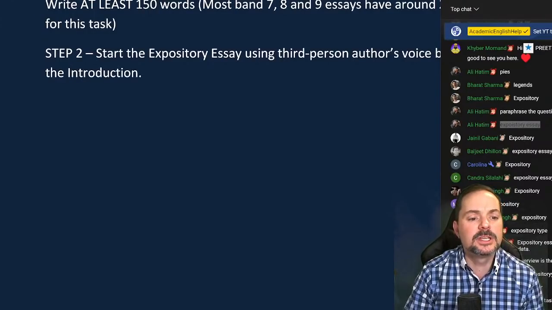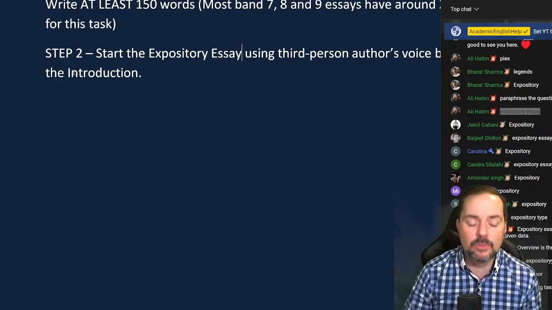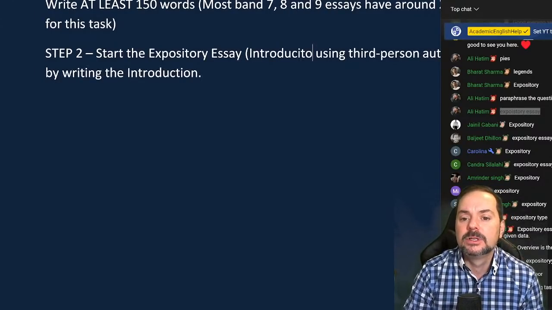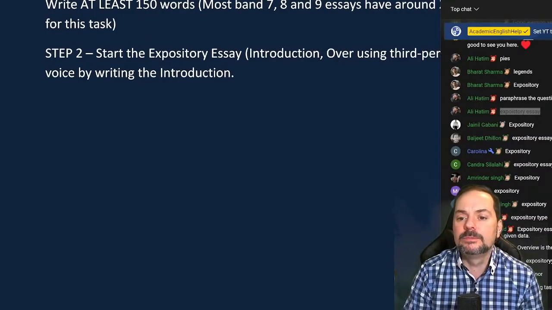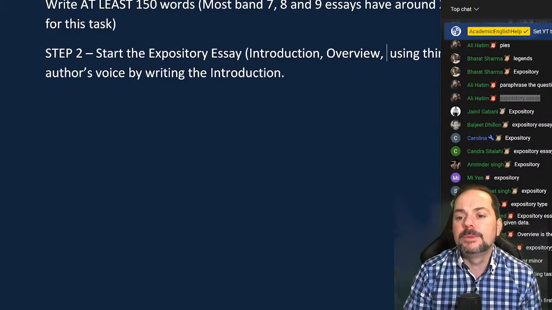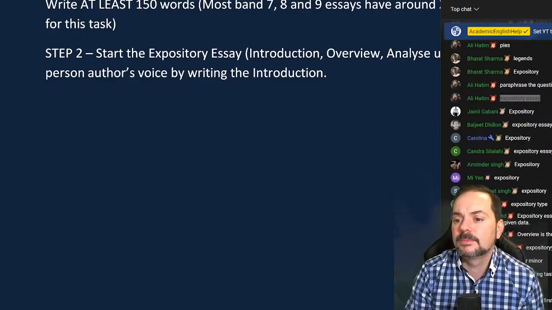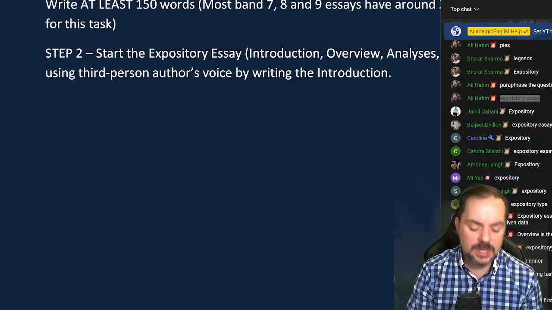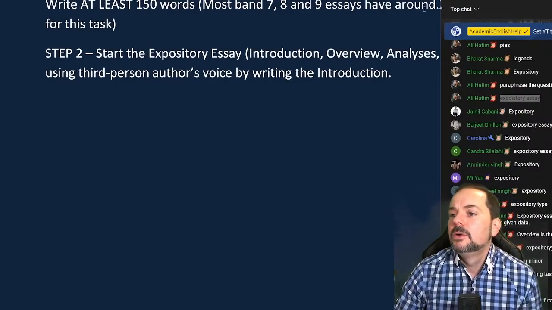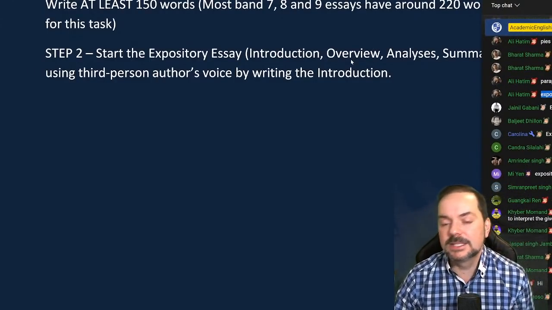The reason I make that mistake is because really the introduction and the overview should be the same idea, but this expository essay specifically for IELTS has 4 parts. They separate the introduction, the overview, and you're right, Kyber, it is the thesis, but we're not actually starting with that. We'll do that next. So you start with the introduction, then the overview, then the analyses, and then a summary. Okay, and for those of you who are confused about the summary, yes, it is important, and we'll talk more about that. Yeah, Cass says introduction first.